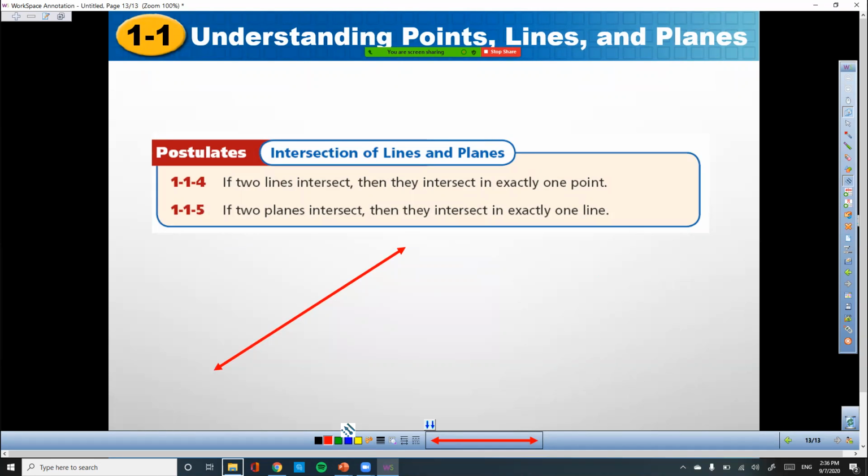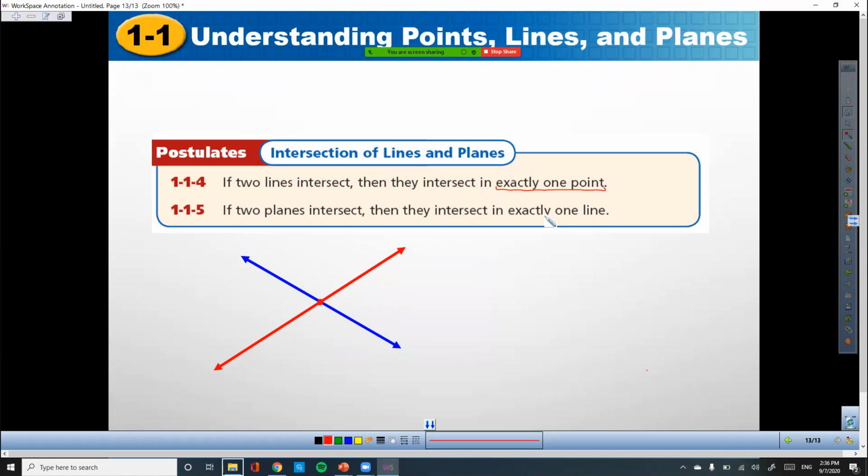Let me pick a different color here. Or to have 2 lines crossing each other, then when those 2 lines cross each other, they intersect at exactly 1 point right here. That's what that postulate is. Pretty common sense, right? If 2 lines intersect, then they intersect in exactly 1 point.